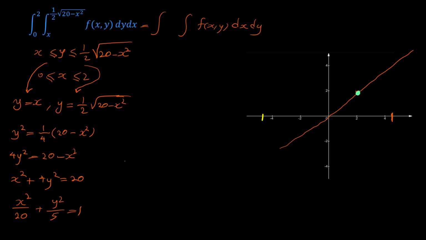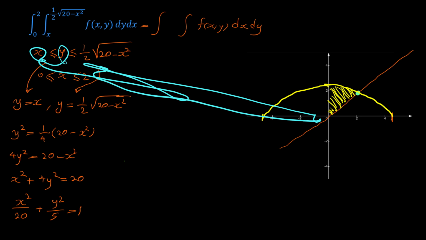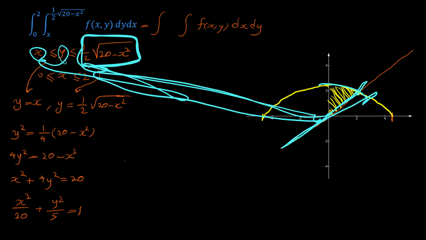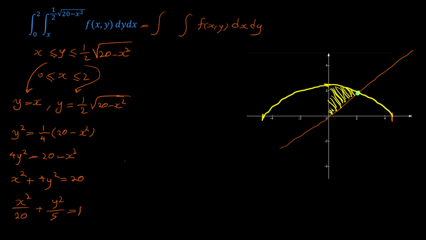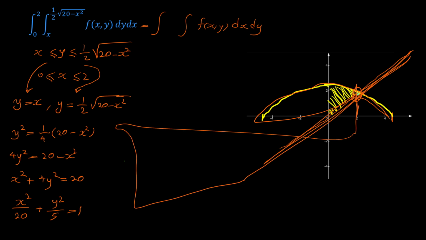Let me erase my ellipse to the right a little so it's better. If you pay attention, in this region y is between x and 1/2 radical 20 minus x to the 2. y is between x and 1/2 radical, which is this equation, and x is between 0 and 2 in this region. But let me explain why we know that the ellipse and this line exactly intersect at 2, 2.